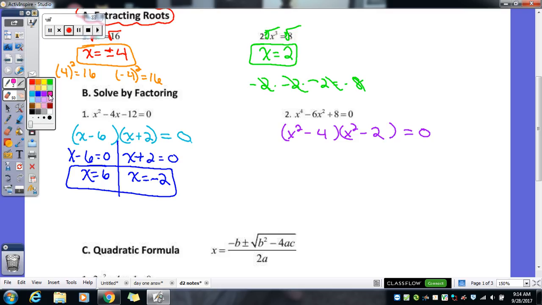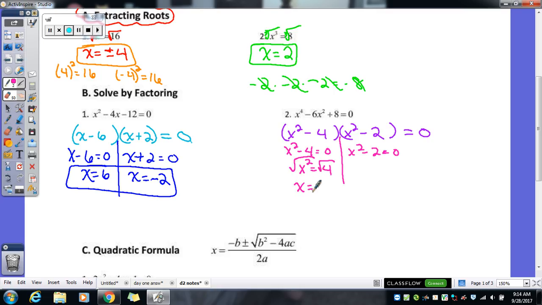So now what I'm actually going to do, instead of factoring x squared minus 4 again, I'm just going to go ahead and set it equal to 0. Same thing with my x squared minus 2. Set that equal to 0. So then I'm going to add my 4 over. So I get x squared equals 4. Take our square root and we get x equals what? Plus or minus 2.